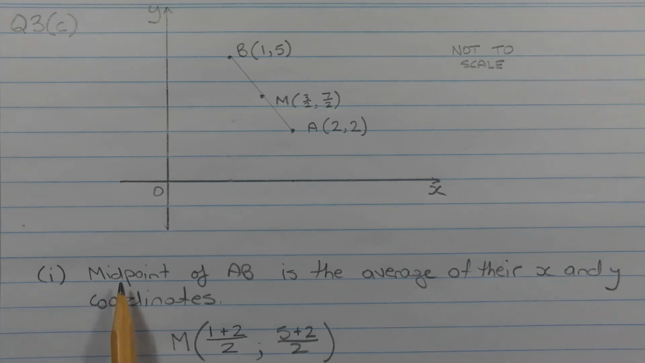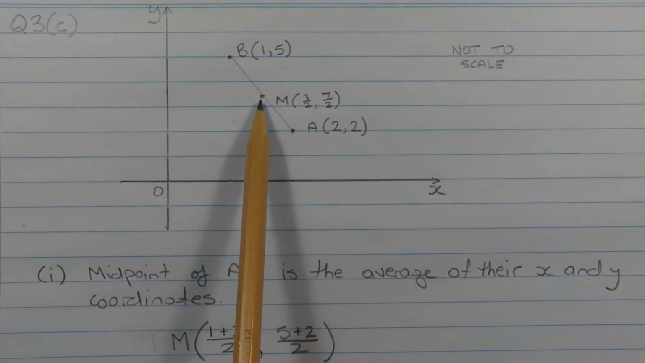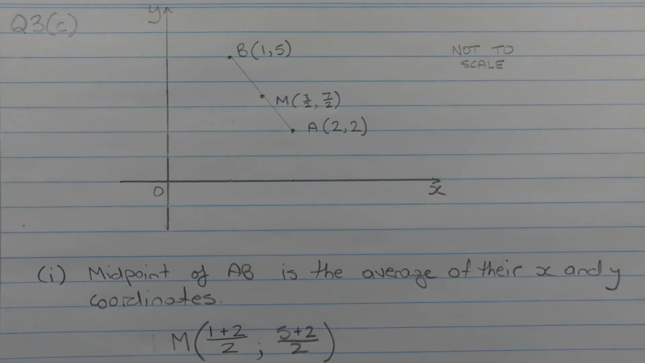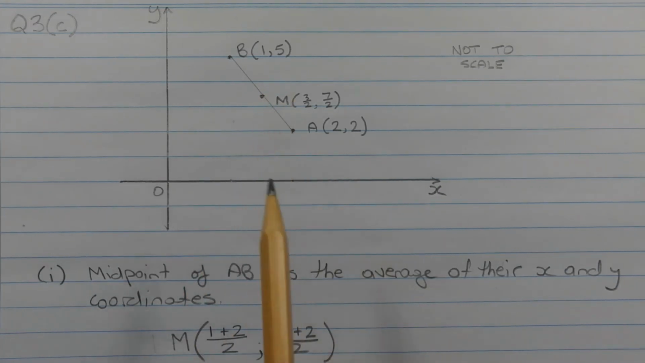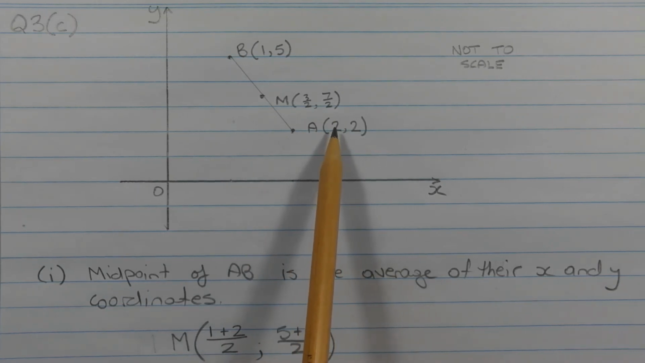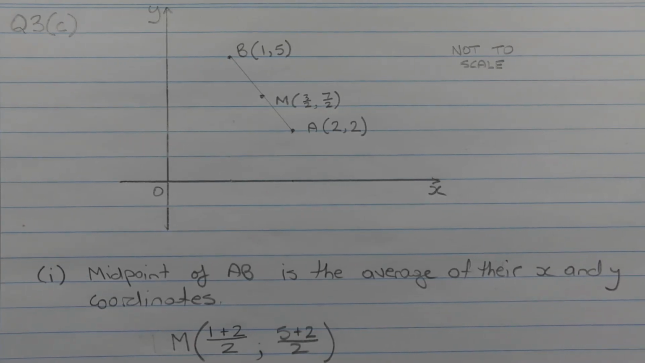The coordinates of the midpoint of interval AB is the average of the x and y coordinates. Referring to the diagram, there's interval AB. There's point M, which represents the midpoint of interval AB. To find the coordinates of point M, we average the x coordinates of points A and B, then the y coordinates of points A and B. And recall, to find the average of two values, we add those two values together and then divide by the number of values. In this case, divide by 2.